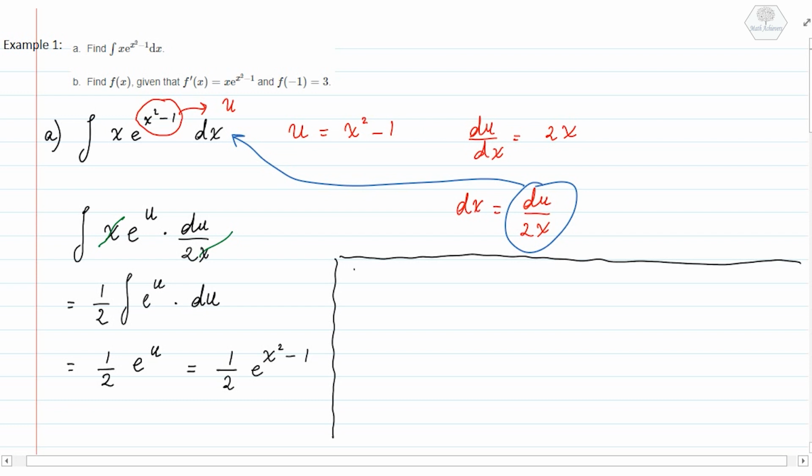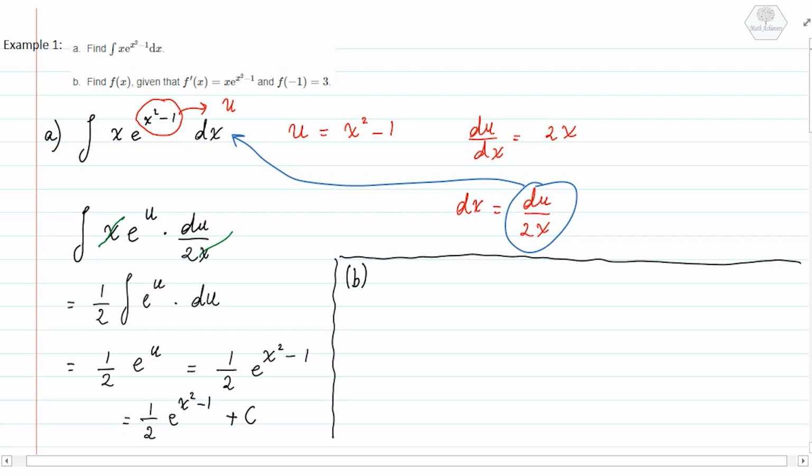Let's do part B now. Find f of x given that f prime of x is equal to x times e to the power of x squared minus 1, and f of minus 1 is 3. Okay. What I found here is missing something, which is the c, the constant. So my integral is half e to the power of x squared minus 1 plus c. Always I need this constant.